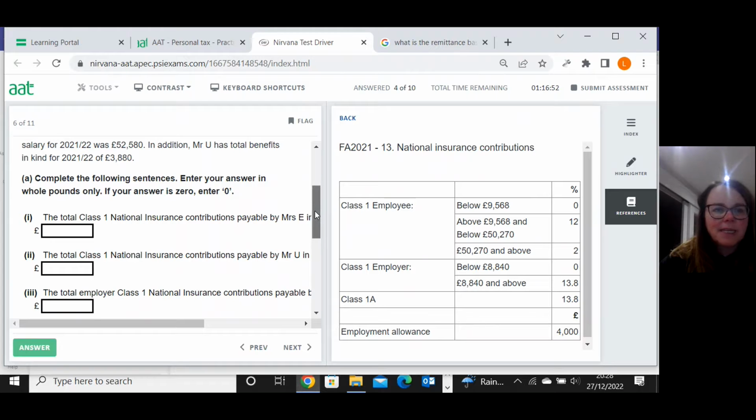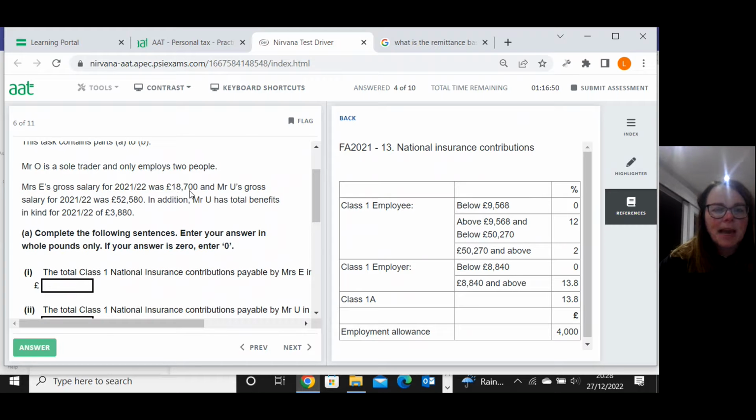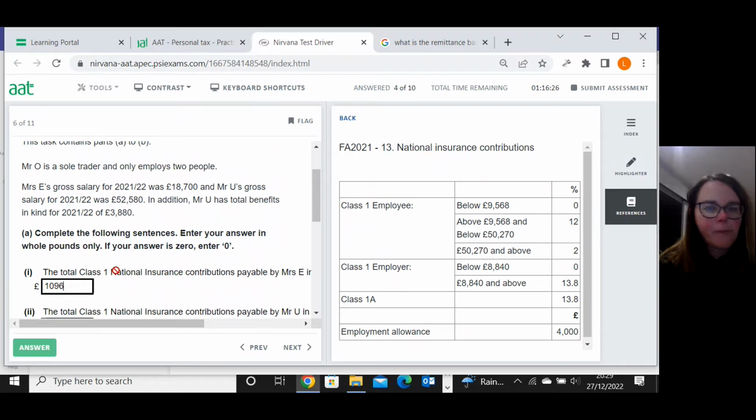Right, so Mrs. E, 18,700. So she's in this middle band, so we do 18,700, subtract the 9,568. That gives you 9,132. And then you find 12% of that figure, which is 1,096.